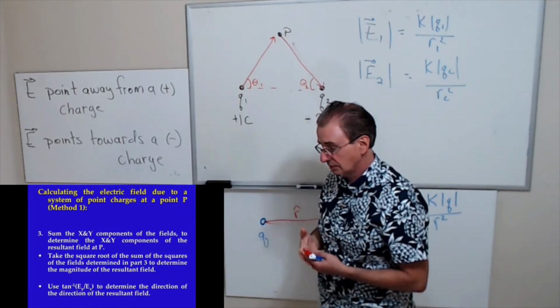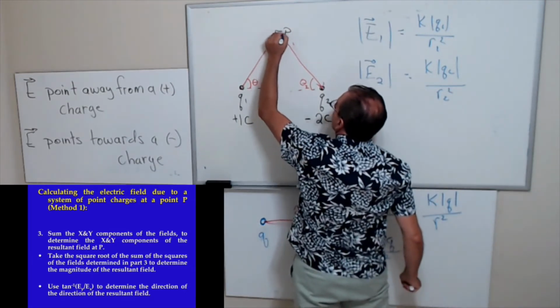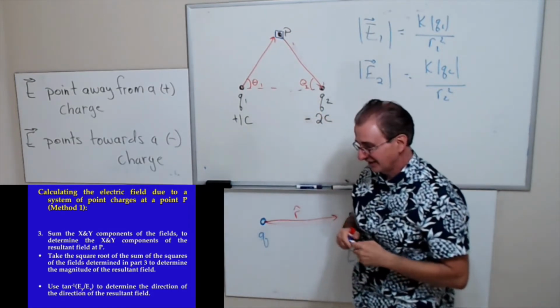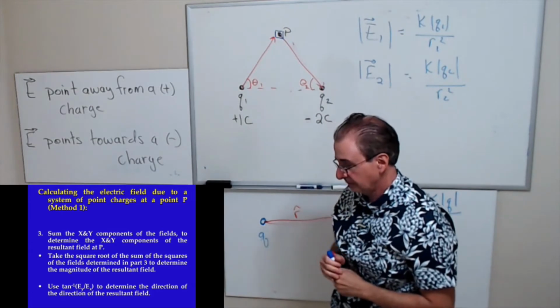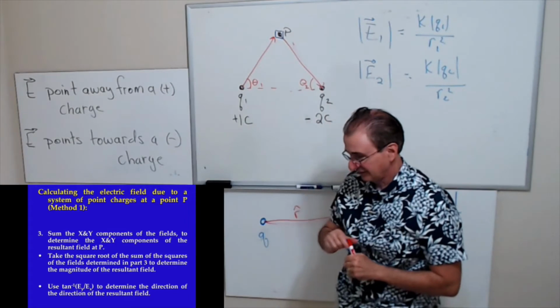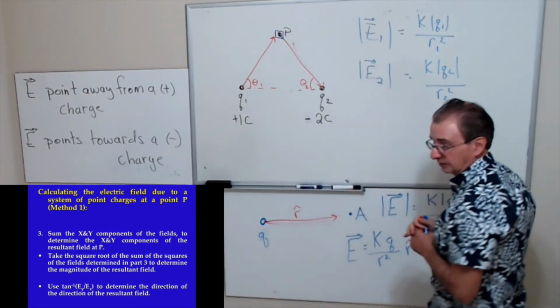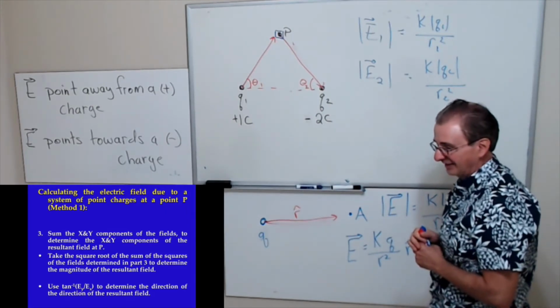Does that make sense? Maybe I should draw this as a square, as opposed to the point charges. Point P is just a location in space for now. So we're just calculating the electric field on that space. The electric field at that point. Are we okay with that?